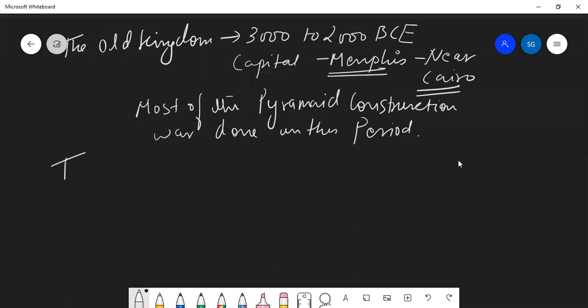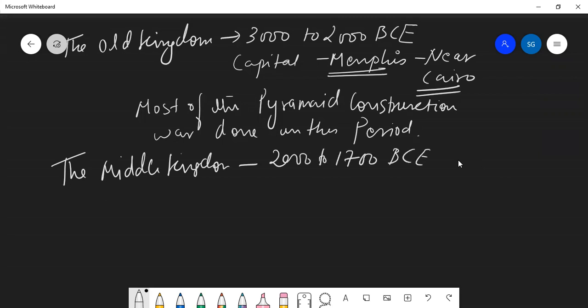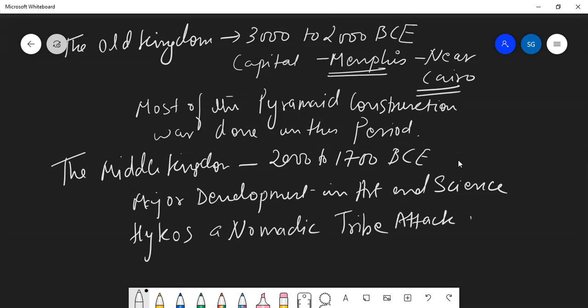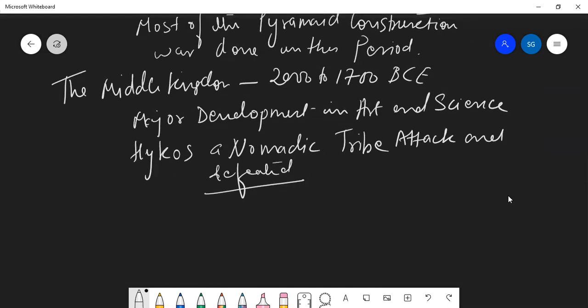Then the Middle Kingdom, 2000 to 1700 BCE. This is the time of major development in art and science. And it is believed that the Hyksos, a nomadic tribe, attacked and defeated them. So this was the Middle Kingdom.